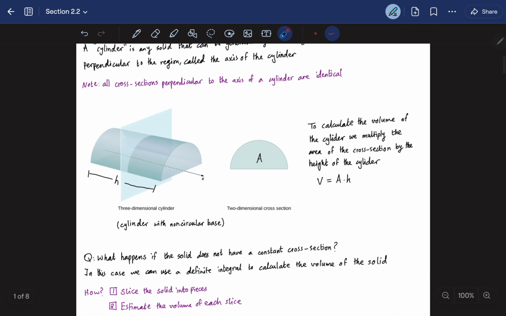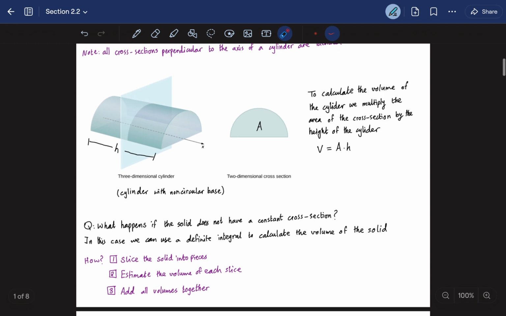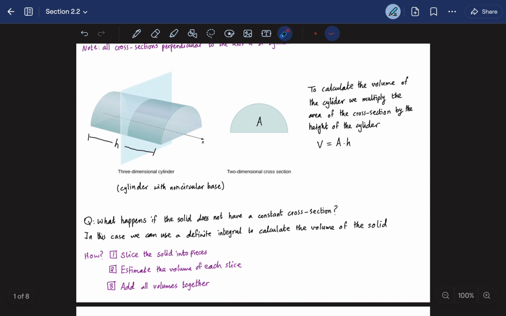Now this works here because if you take this plane and intersect it at any point along this cylinder, we're going to get the same cross-section. What happens if I intersect the shape with the plane, but I get different kinds of cross-sections? In this case, we're going to use the definite integral to calculate the volume of the solid. So how would we do that?